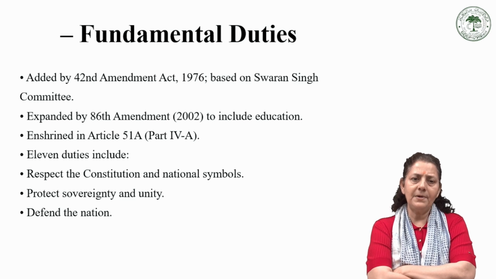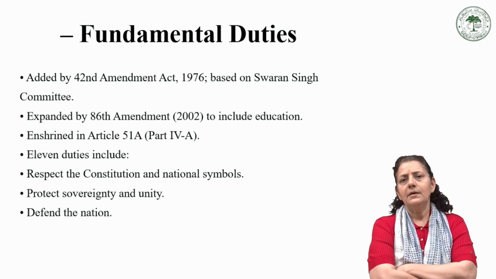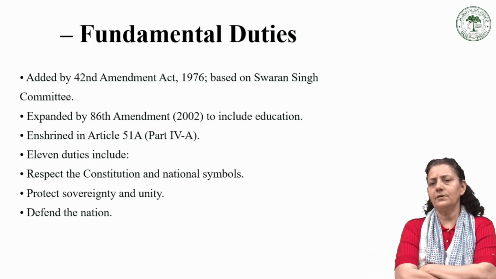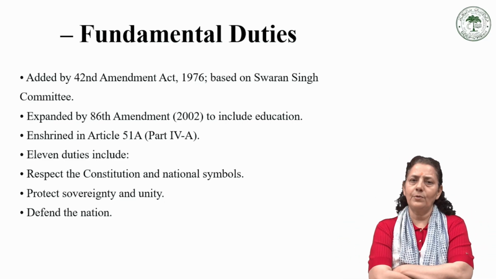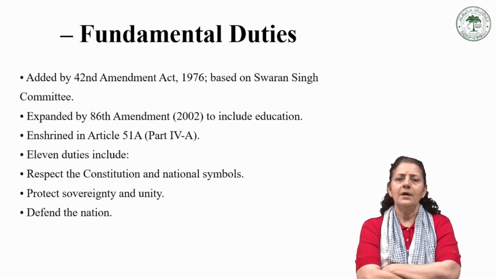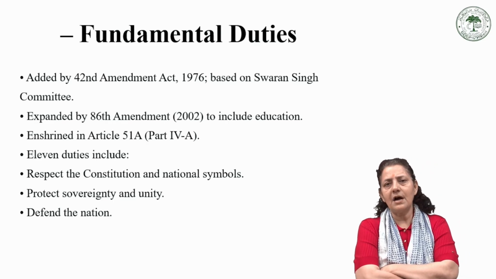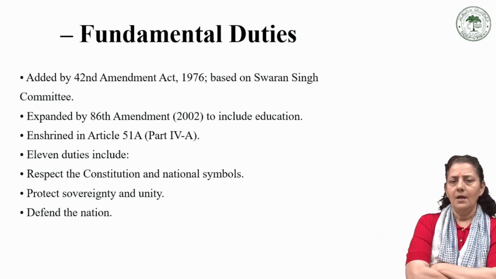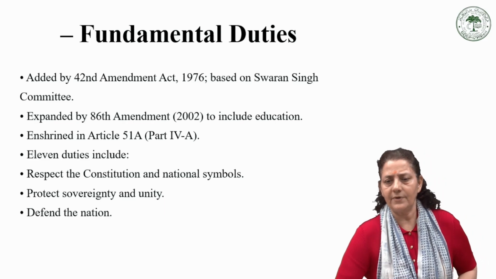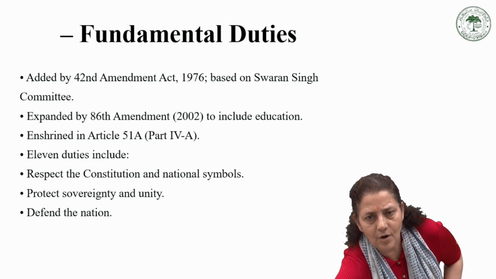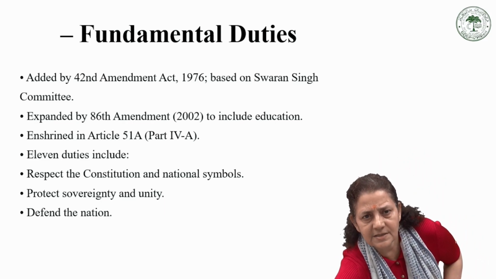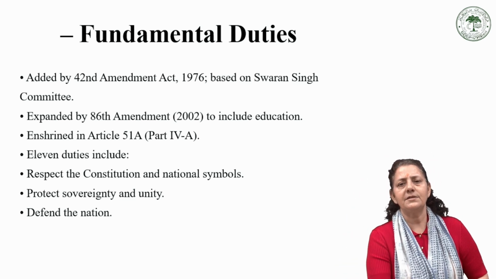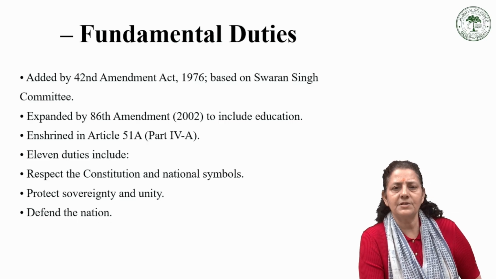Article 51A, placed in Part 4A, lists 11 duties reminding citizens of their obligations to the nation, society, and the environment. These include respecting the Constitution, promoting harmony, safeguarding public property, and protecting India's unity. Though non-justiciable, they serve as moral obligations complementing fundamental rights, inspired by the Soviet model. They emphasize that citizenship entails both privileges and responsibilities.